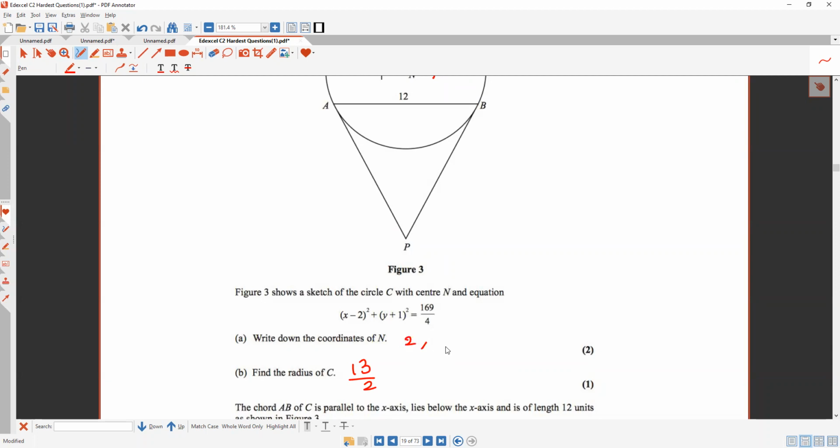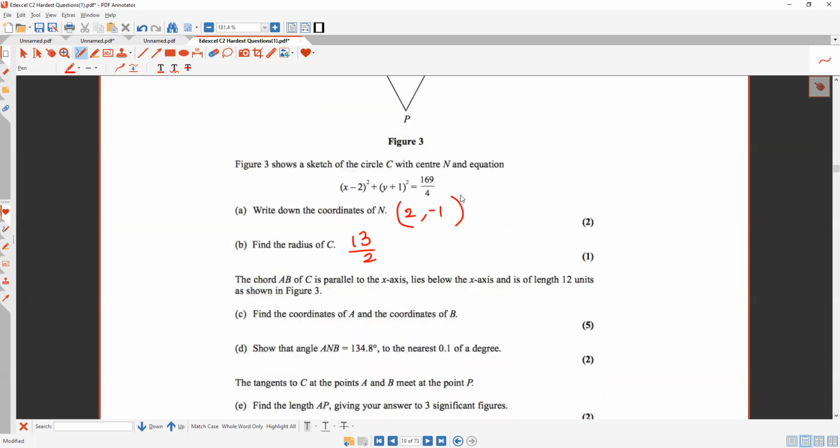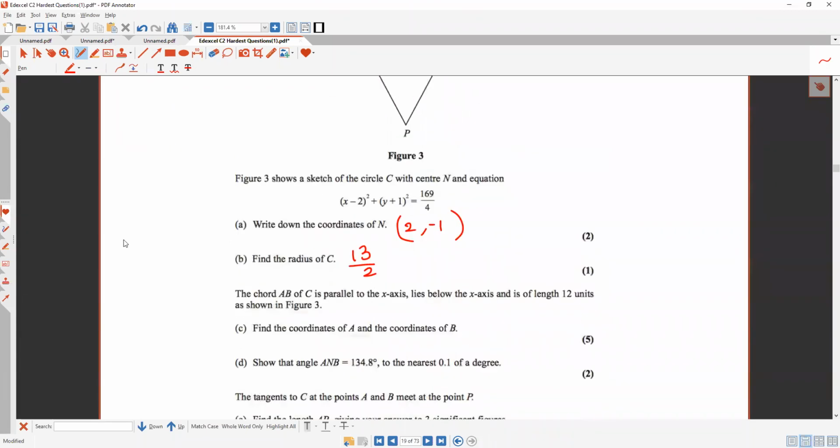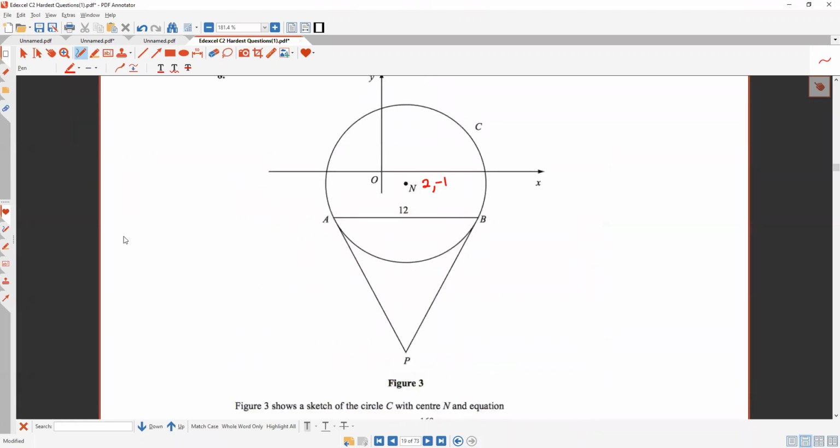The chord AB of C is parallel to the x-axis and lies below the x-axis, with a length of 12 units. Now the 12 units is very important. They said AB has a length of 12 units. And what are they asking us, by the way? Find the coordinates of A and the coordinates of B.